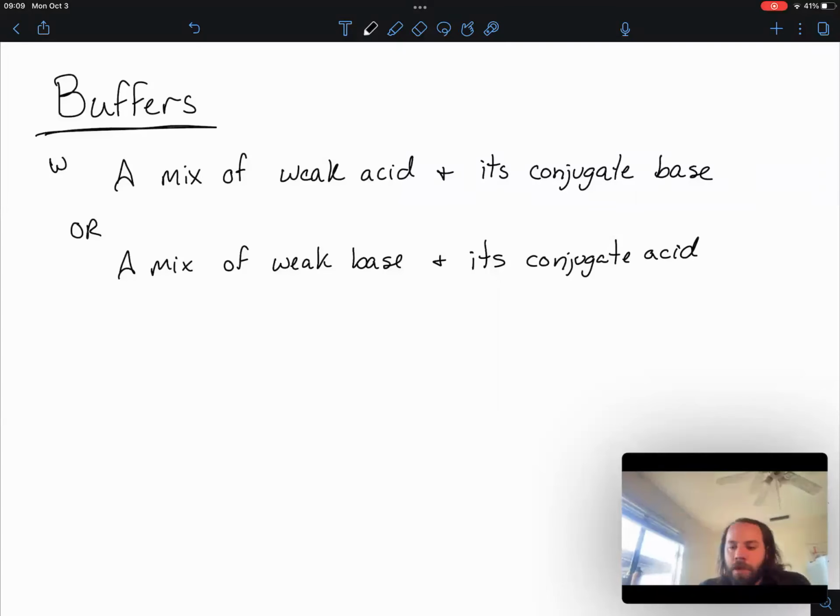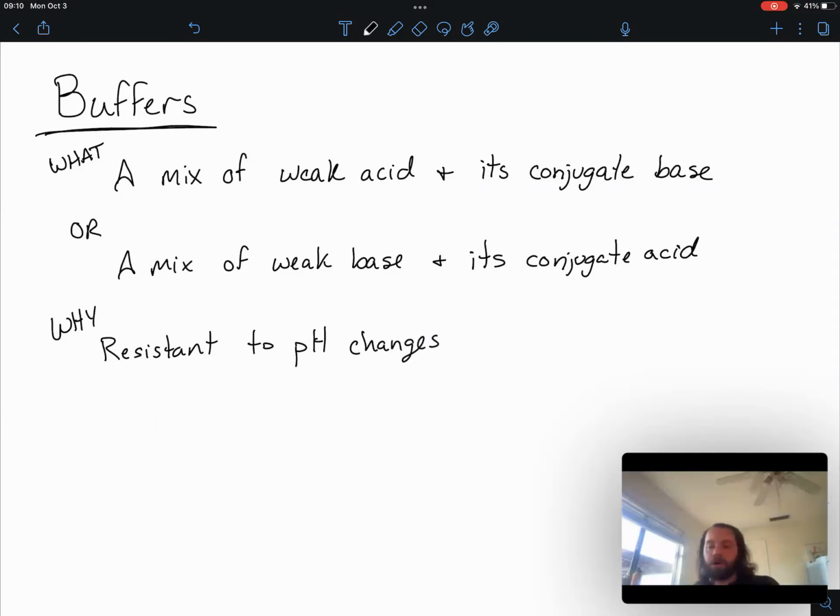Cool. All right, so that's what a buffer is. It's a mix of a weak acid and its conjugate base, or a weak base and its conjugate acid. And why do we use buffers? Because buffers are resistant to pH changes.